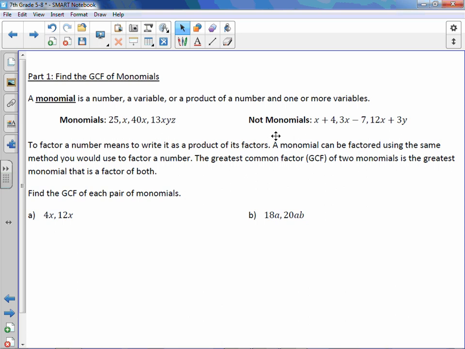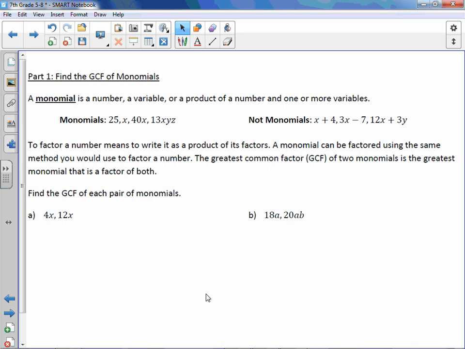Things that are not monomials: x plus 4. There's addition, can't be a monomial. 3x minus 7. Subtraction, can't be a monomial. 12x plus 3y. Addition, can't be a monomial.